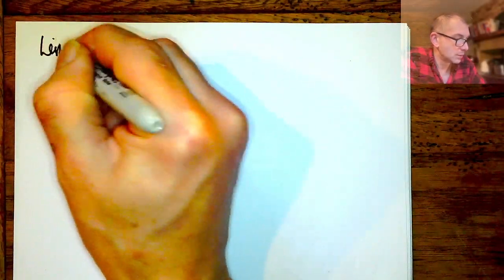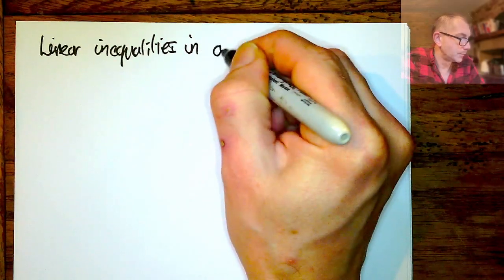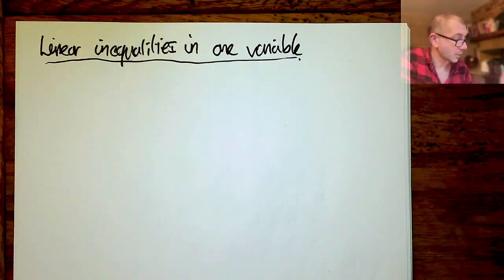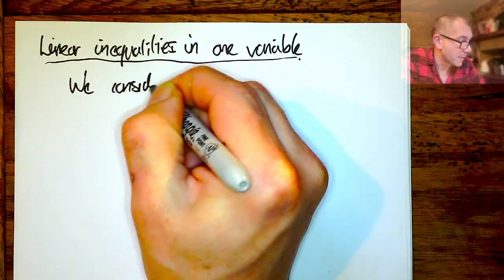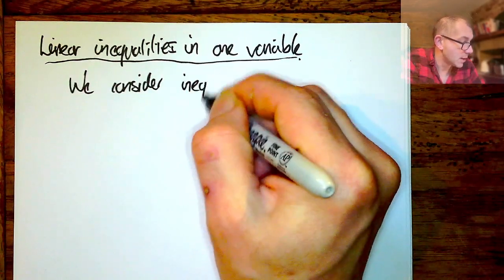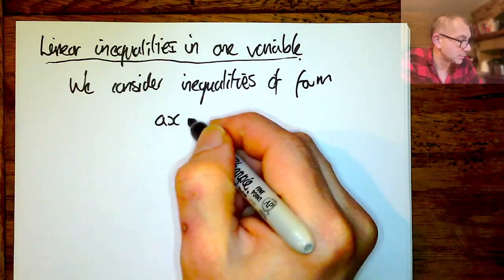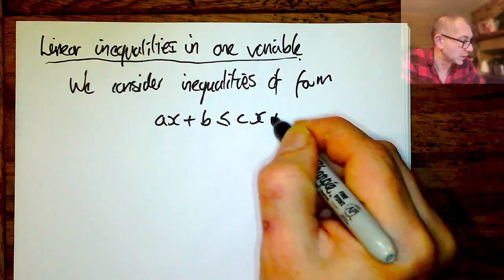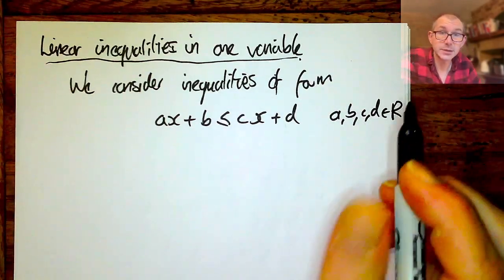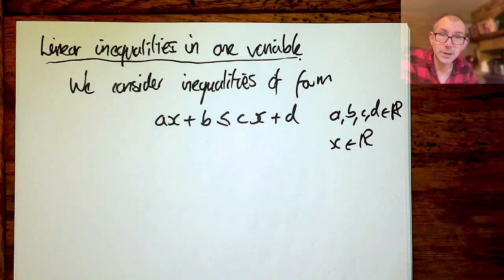So linear inequalities in one variable. Right. So they all look the same. We consider everything's going to be a real number here. So inequalities of the form ax plus b less than or equal to cx plus d, with a, b, c, d all real. These are going to be constants, and x is going to be the one variable. So x is variable, but it's also going to be taking values in the reals.